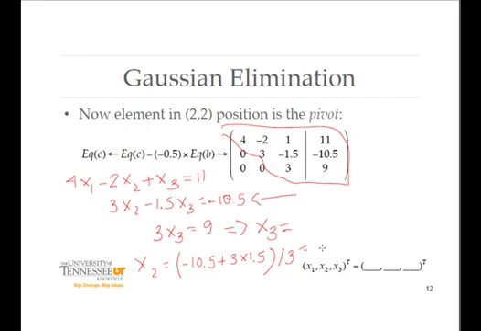And again, if we have x2 and x3, plug it into the first equation. Finishing out our back substitution process, this will give us quantity 11 minus 3 minus 2 times minus 2, quantity divided by 4, that will be 1. So the solution is in fact 1, minus 2, 3.